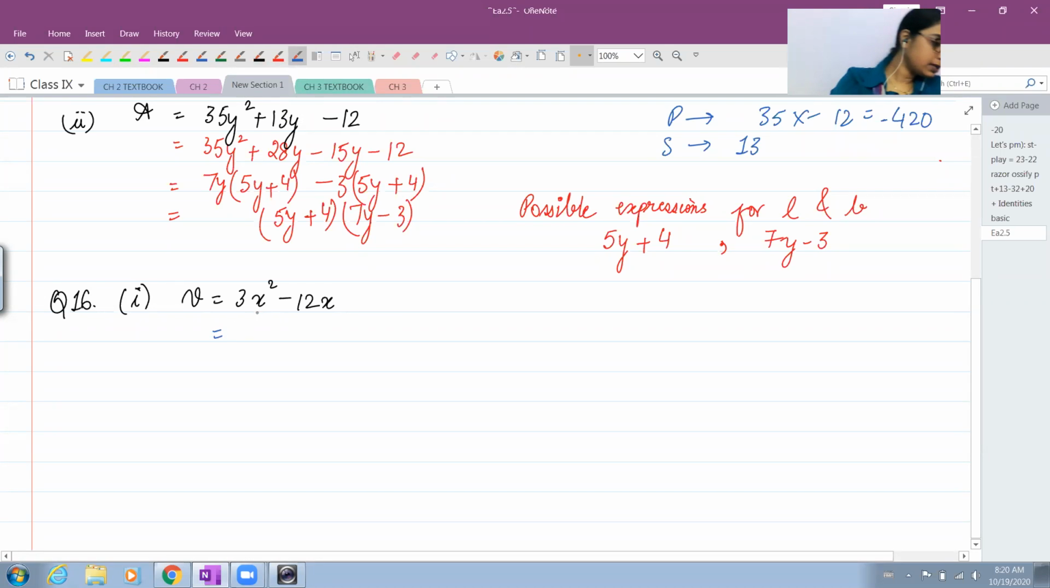This is 3x square minus 12. So, okay, this is a quadratic polynomial. And let's take 3 common and x common. So x minus 4. This is a product of 3 factors, and as such, one of them is a constant, the other two are algebraic expressions containing a variable.